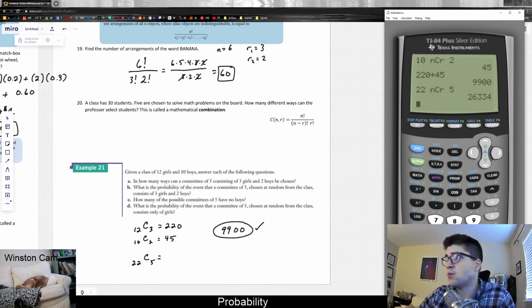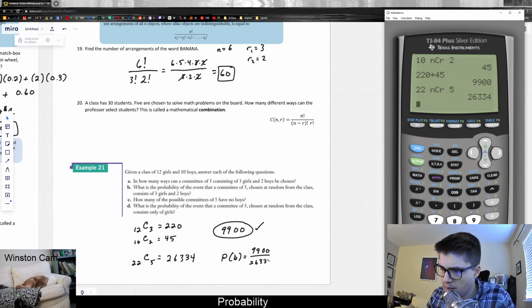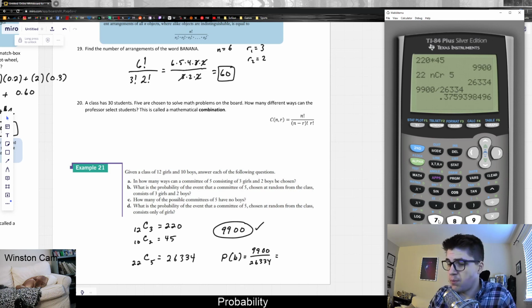that would leave us with 26,334 potential combinations. So for part B, the probability is going to be equal to 9,900 divided by 26,334. And this should give us our desired answer, which is approximately 37%. Let's go ahead and say 37.6%.